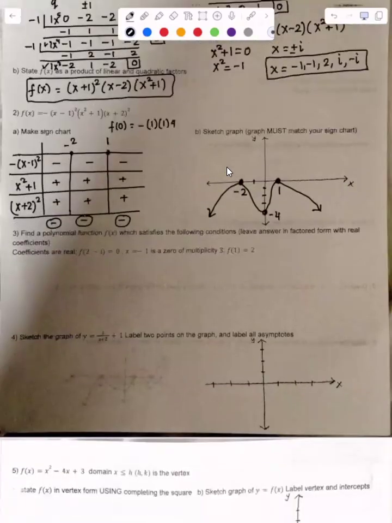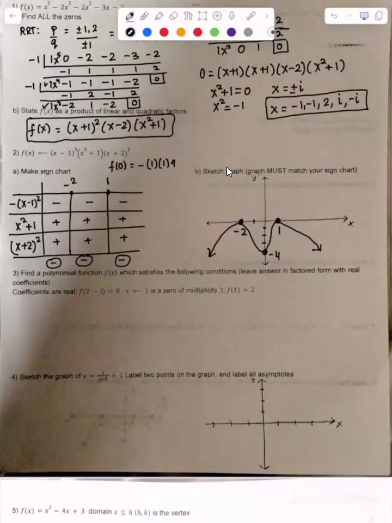Number 3. Find a polynomial which satisfies the following condition. Leave the answer in factored form with real coefficients. Okay, so the coefficients are real.